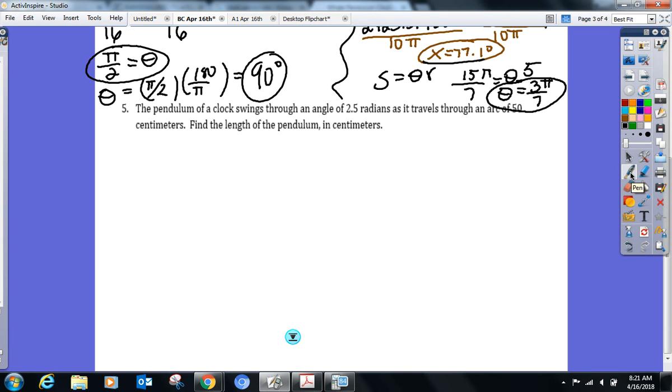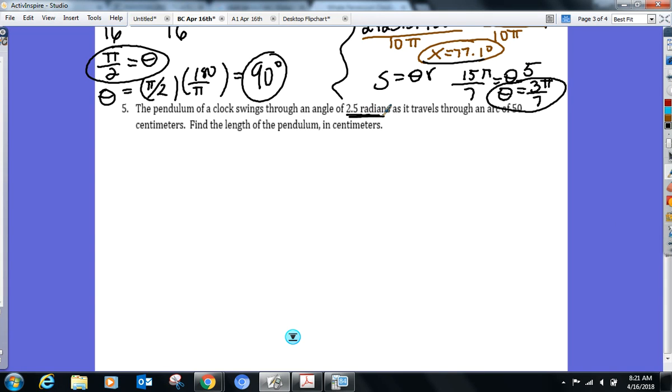All right, ready? Pendulum: the clock swings through an arc of 2.5 radians. So I know I'm dealing with radians. If you want to convert to degrees, you can, or we can use theta or S equals theta R. And it travels through an arc of 50 centimeters. Find the length of the pendulum.